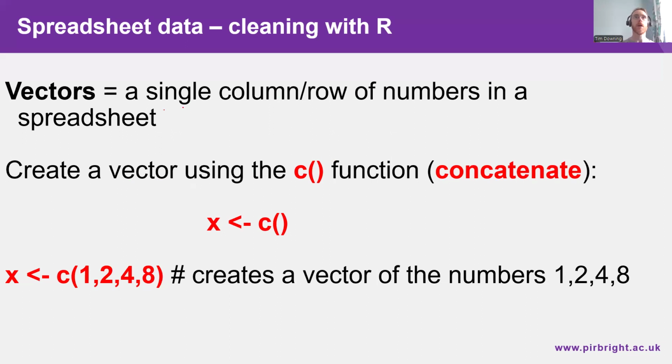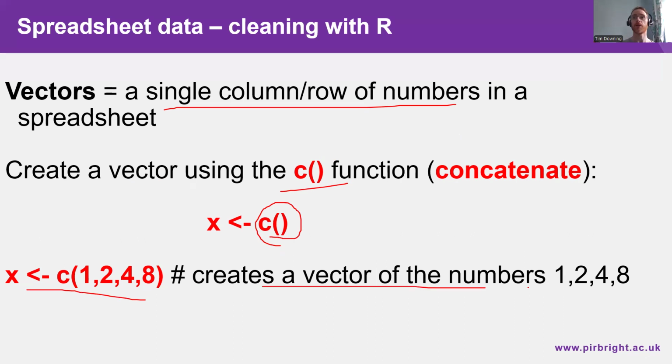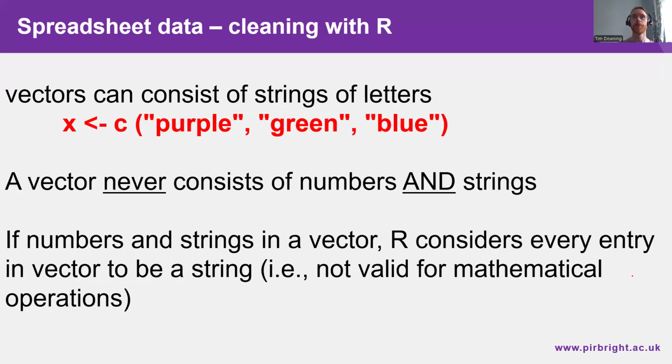We can create vectors, which are sets of numbers in this instance. So we use the concatenate function to achieve that. X is assigned the concatenation of nothing here, there are no numbers. But if you do X is assigned the concatenation of 1, 2, 4, and 8, it will create the vector of the numbers 1, 2, 4, and 8. Vectors can also exist as strings separately from numbers. We don't want to mix numbers and strings because that's just confusing. In the same way, we don't want to mix spreadsheet columns with numbers and strings.